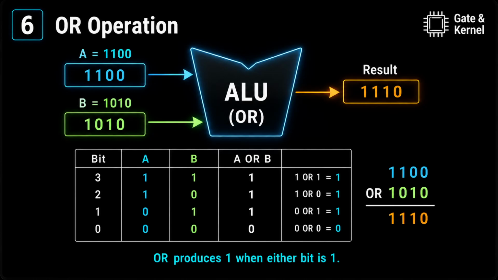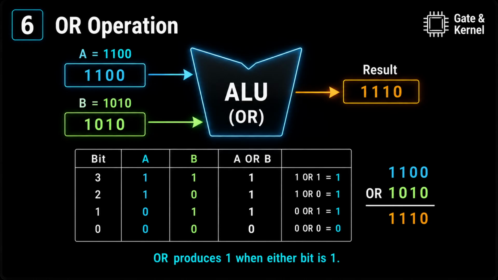Again, let A be 1100 and B be 1010. The ALU applies OR one bit position at a time. The result is 1110. So 1100 or 1010 produces 1110. Like AND, OR is often used when software or hardware needs to manipulate selected bits inside a word.